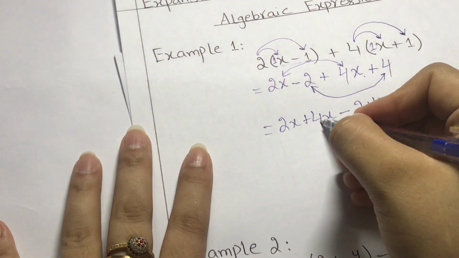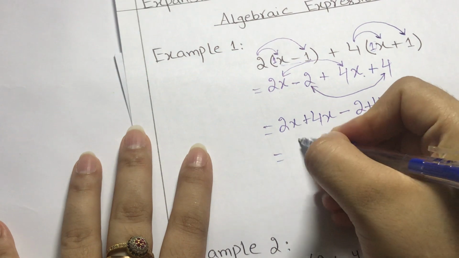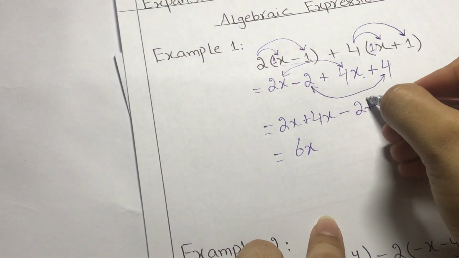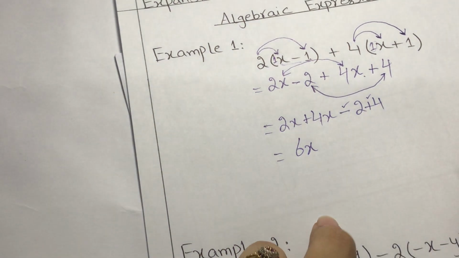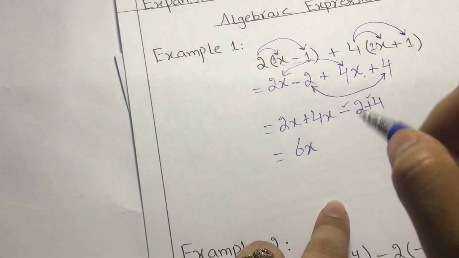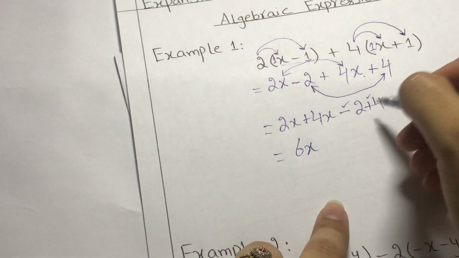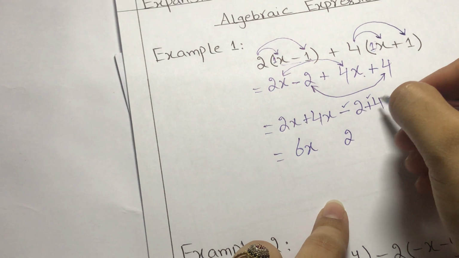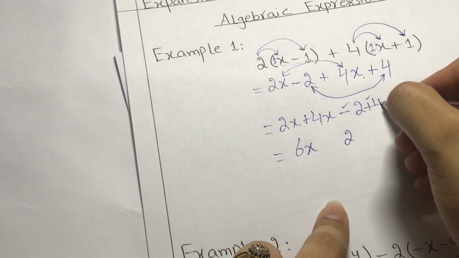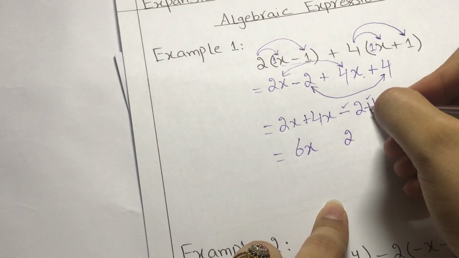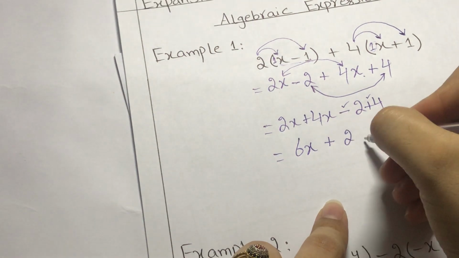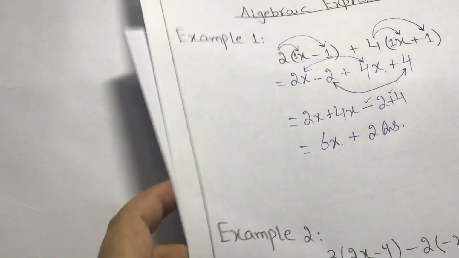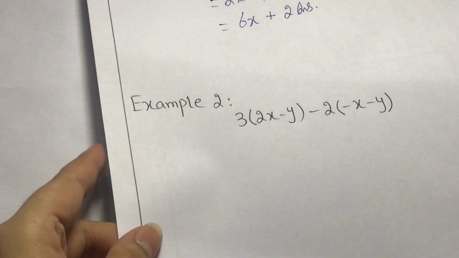So 2x plus 4x is equal to 6x. And now again you can see 4 is positive, 2 is negative. You have two different signs, and for two different signs what you have to do? Subtract 4 minus 2, 2, and keep the sign of your greater number. What is your greater number? 4. And what's the sign of 4? Positive. So 6x plus 2 is your required answer, right? Okay, the next example.